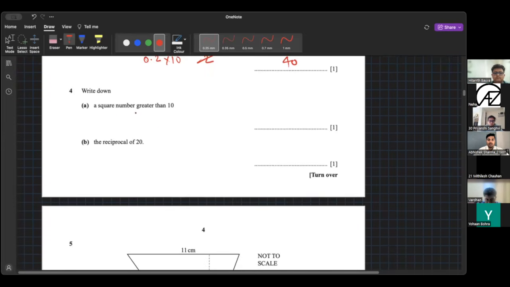It says write down a square number greater than 10. Any square number which is greater than 10? A perfect square number? 16? 16. Okay. Reciprocal of 20. So reciprocal of 20 will be 1 upon 20. So 1 upon 20 is the answer. Do we have to write it in decimal form in this reciprocal? Not necessarily. Both are correct. They asked us the reciprocal of 20. The reciprocal of 20 is 1 upon 20. Clear? Yes, sir.